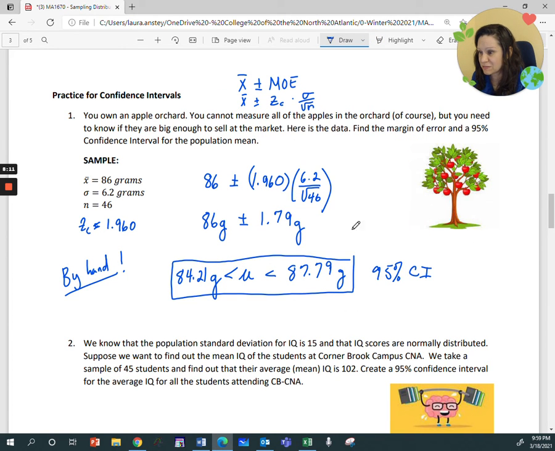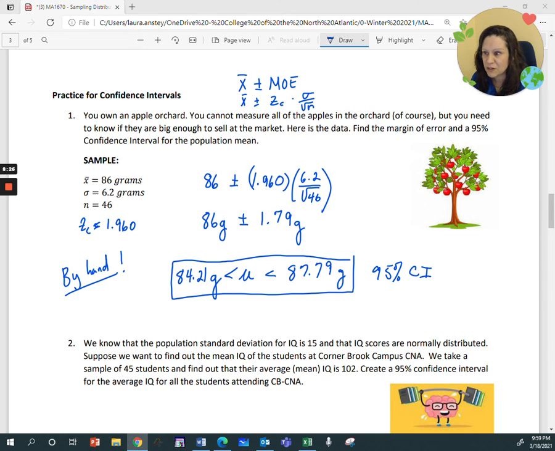Method number 1 didn't take too long to do here. Excel, number 2. And number 3, we can use an online calculator. That gives us good results, but we also need to know how to interpret each part that it's giving us.